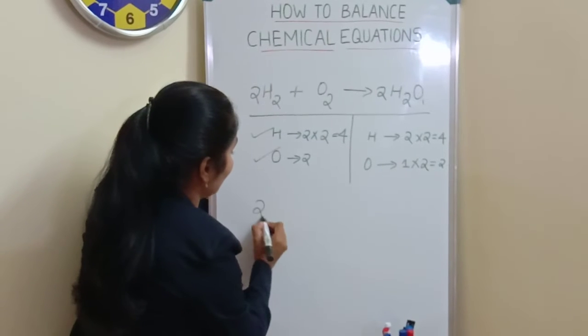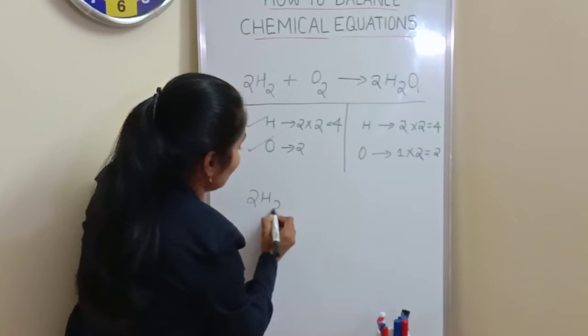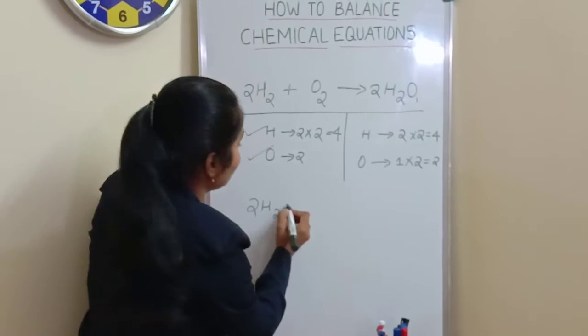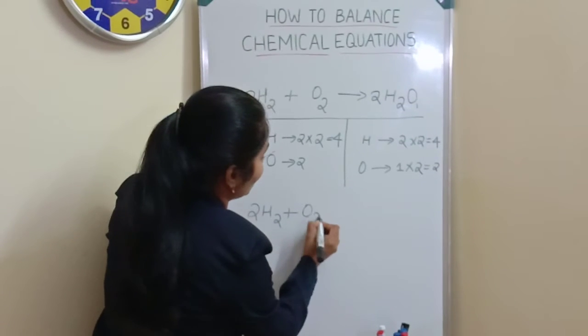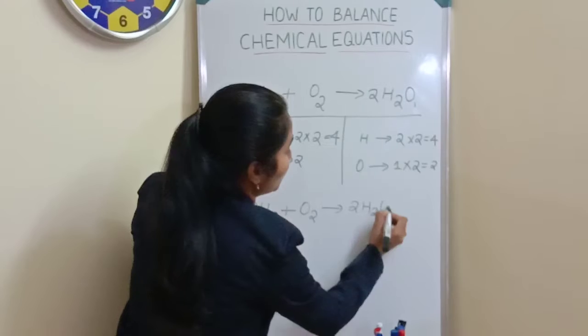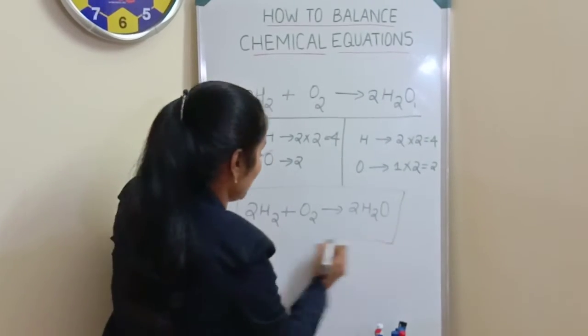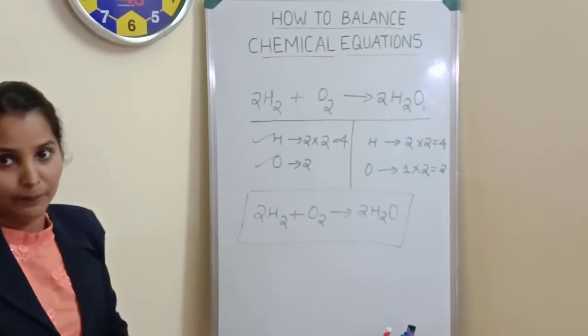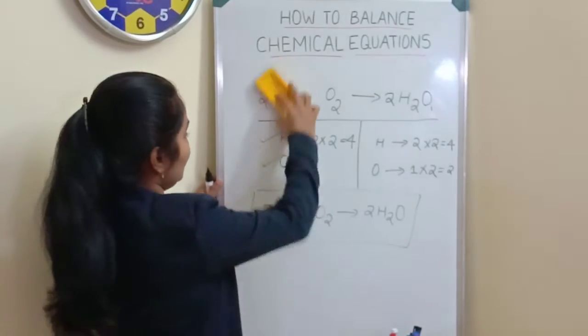So we'll get the balanced chemical equation for the formation of water. 2H2 plus O2 gives 2H2O. This is the balanced equation for the chemical reaction. We'll see one more example.